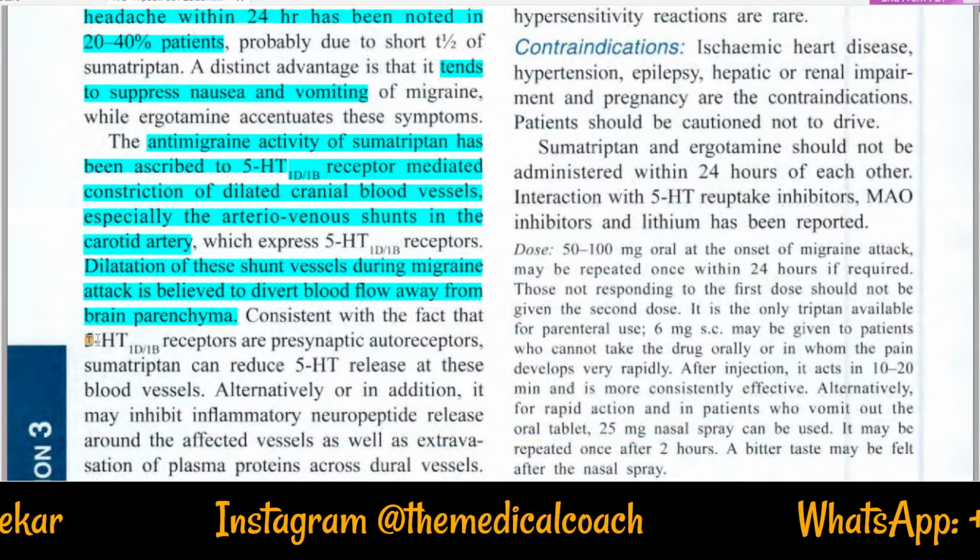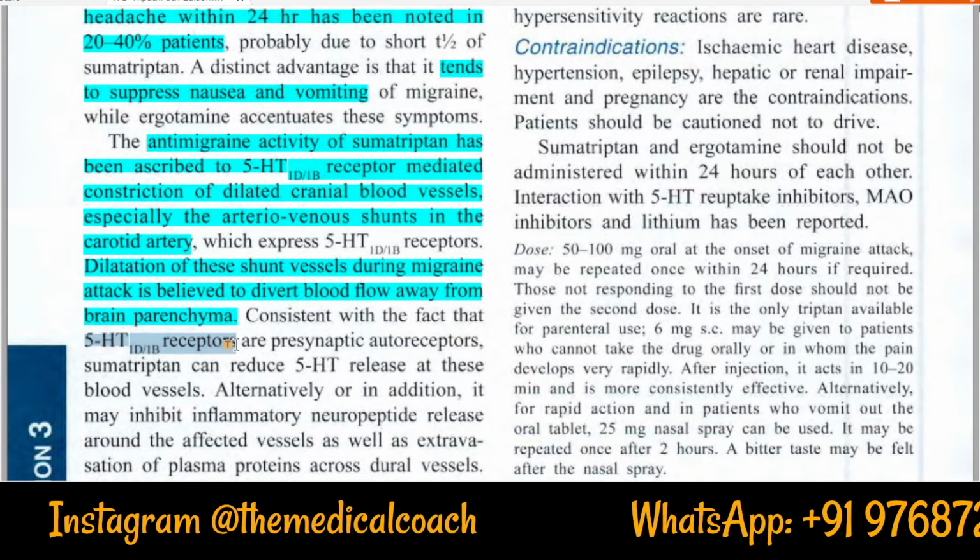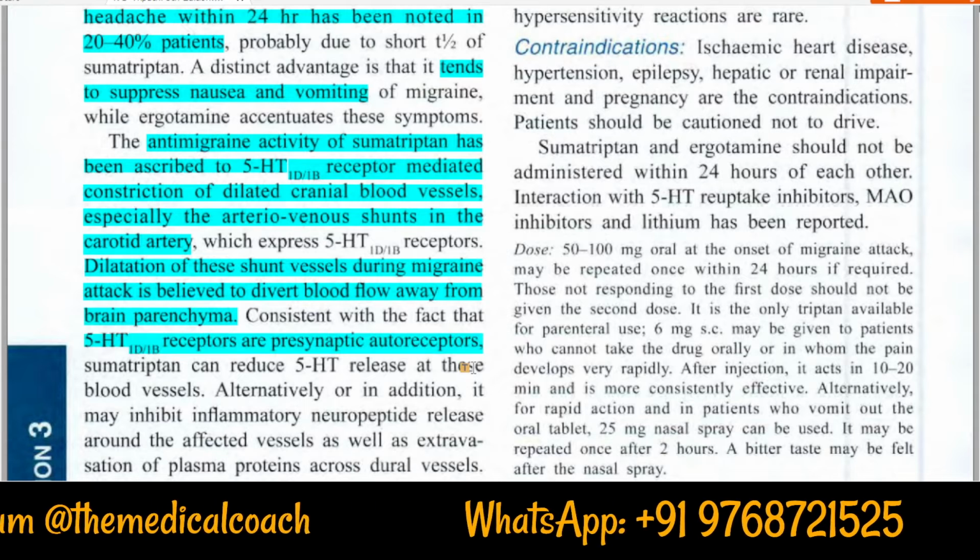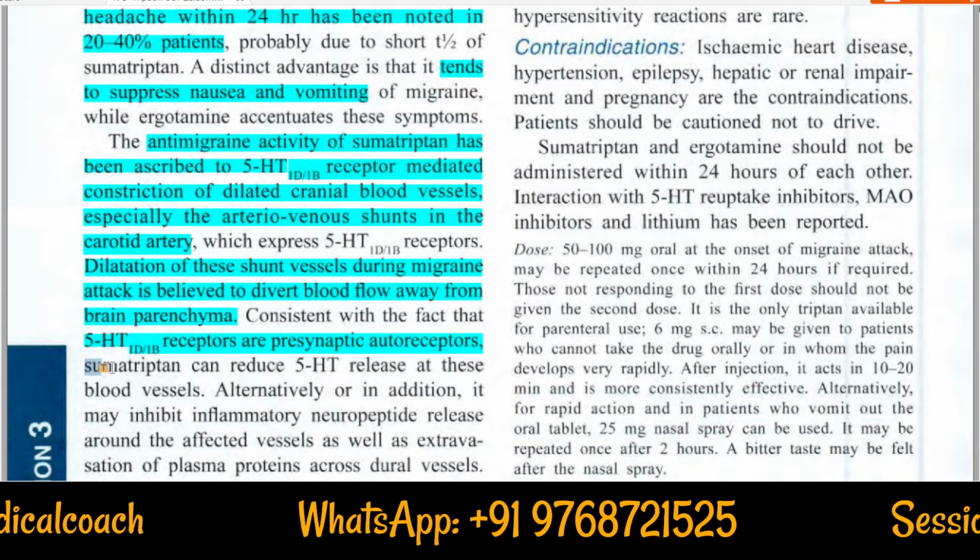Actually, 5-HT1B, 1D receptors are presynaptic autoreceptors. And if you recall, autoreceptors reduce the release of neurotransmitter.